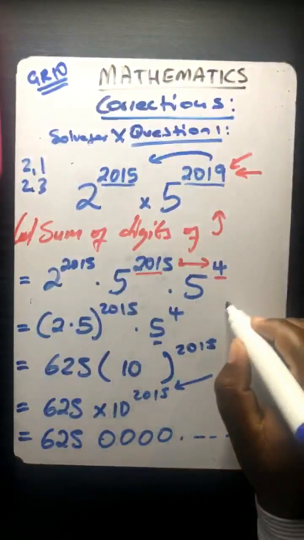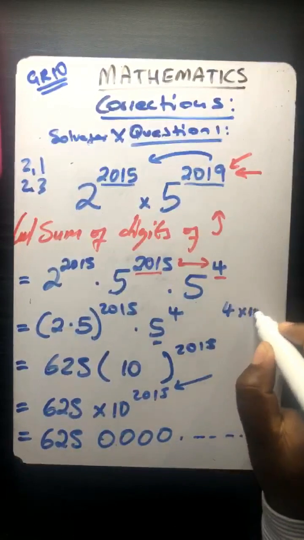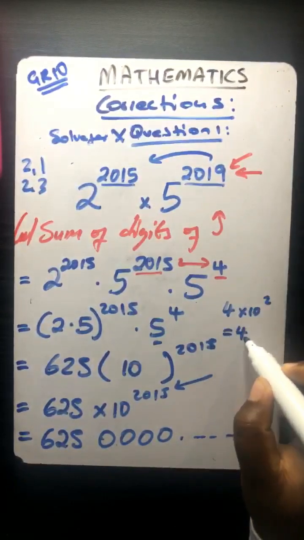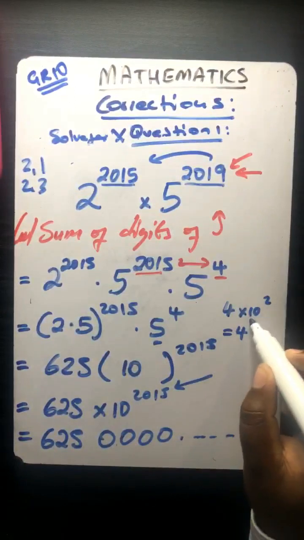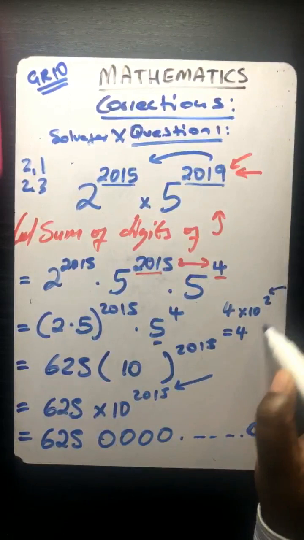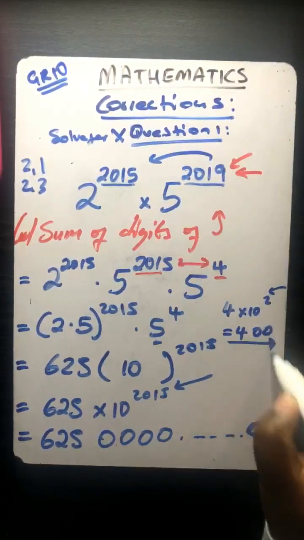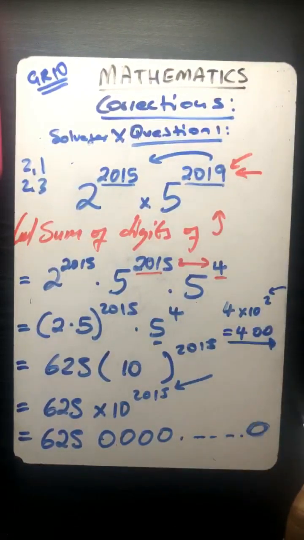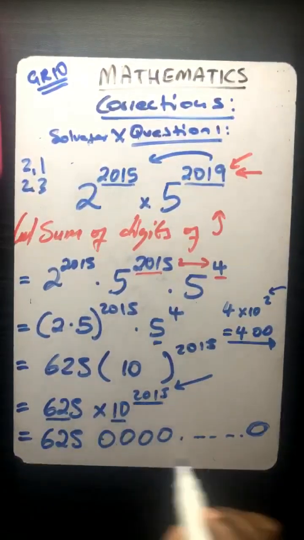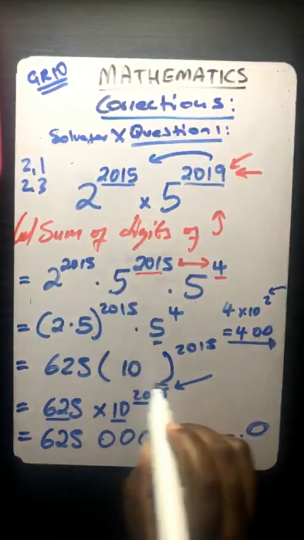Just like if you have 4 times 10 to the exponent 2, this thing is 4 and how many zeros? Is it not going to be 2 zeros? It's going to be 2 zeros. You can punch it on a calculator. That's how I know that when you have a number times 10 to the exponent whatever, it means it is that many zeros.